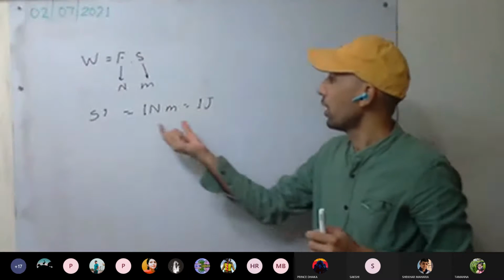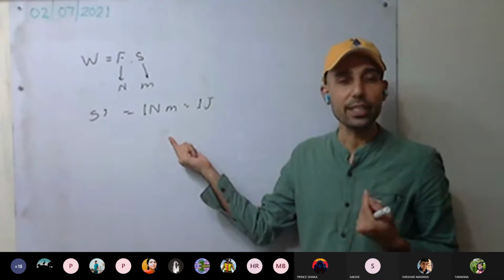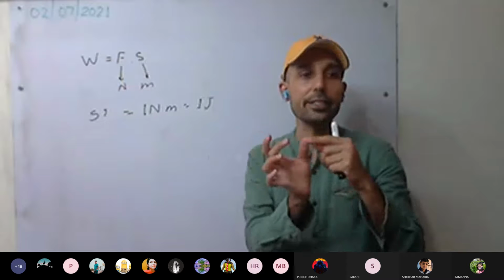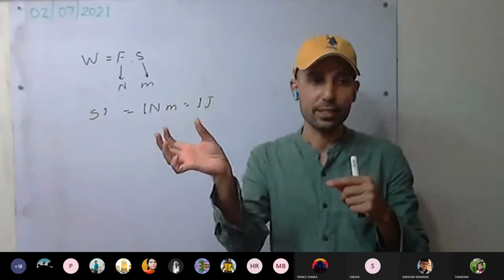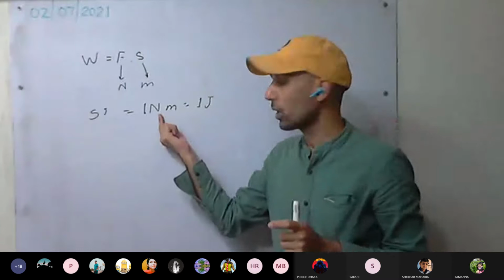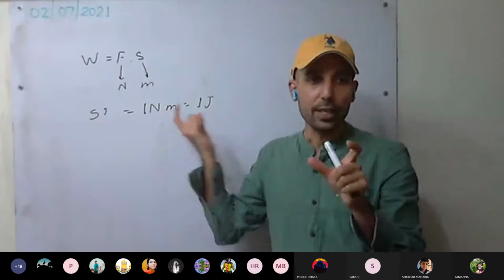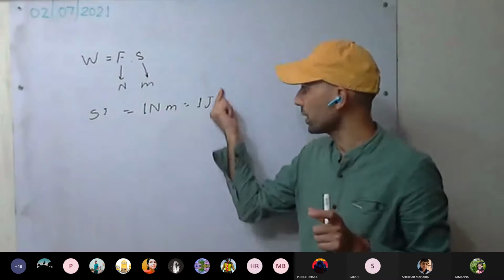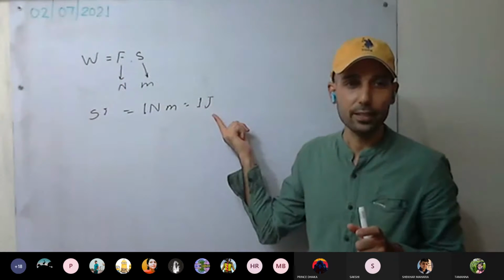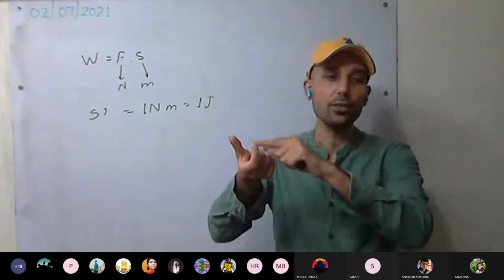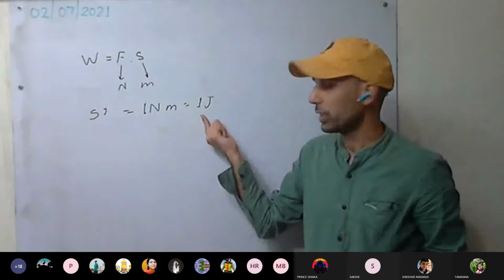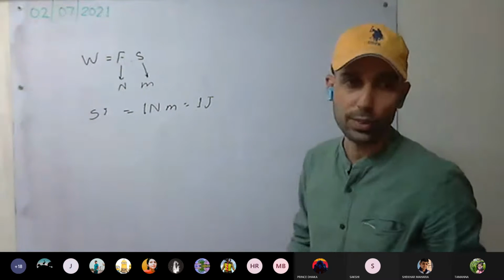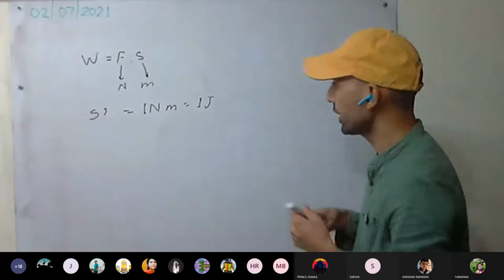So when can we say that 1 joule of work is being done? When we apply a force of 1 Newton and the body gets displaced by 1 meter, then the work done is said to be 1 joule. This is how we define 1 joule. Is this clear? 1 Newton force displaces the body by 1 meter, and the amount of work done is said to be 1 joule. This is the SI unit of work done. 1 Newton meter equals 1 joule. What is the CGS unit? It is erg.